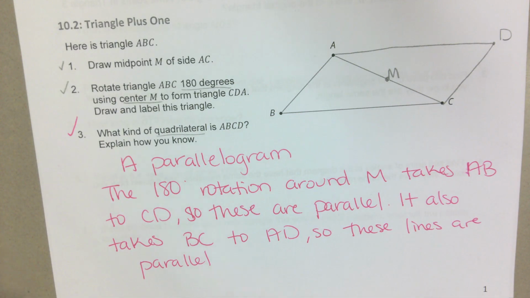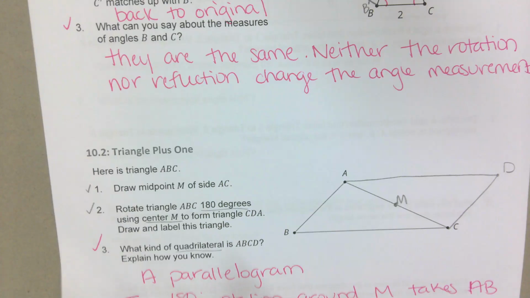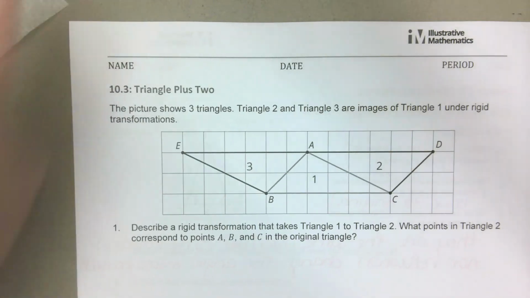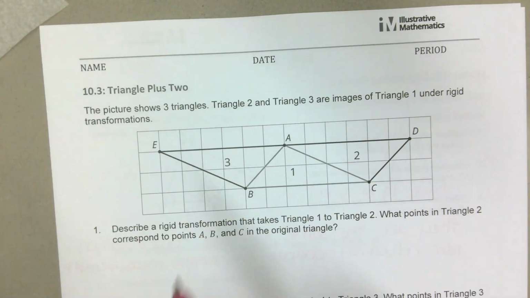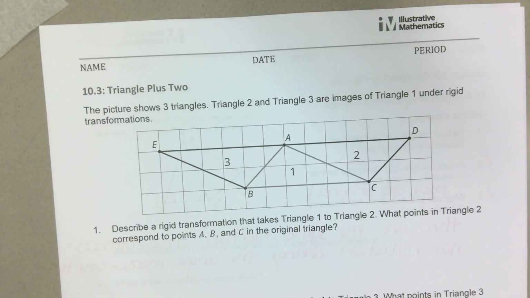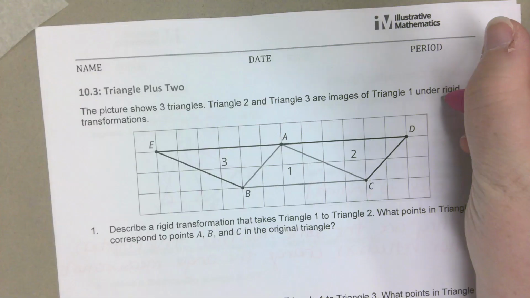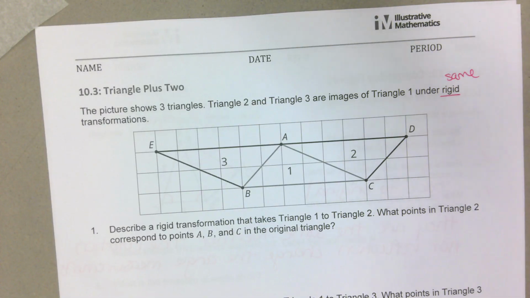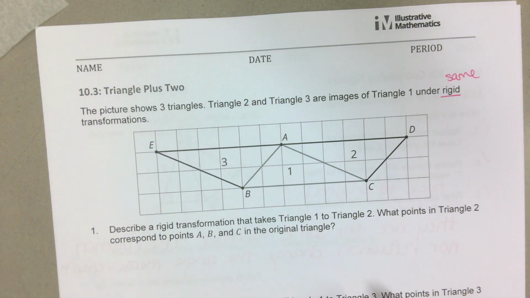Make sure I'm getting some stuff to the side. All right, so we are on this side now, right here. Move my camera back. There we go. All right, so triangle plus 2 here. The picture shows 3 triangles: 1, 2, 3. Triangle 2 and 3 are images of triangle 1 under rigid transformation. So we know they're all the same. And this is my pre-image. So I'm starting with 1, 2, and 3 is what happens after.